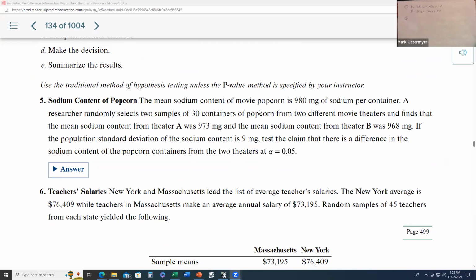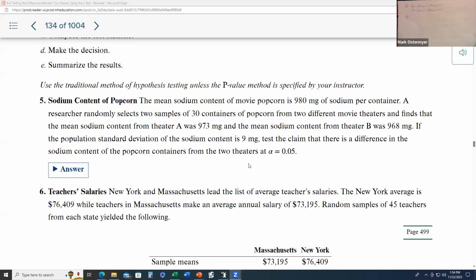The mean sodium content of movie popcorn is 980 milligrams of sodium per container. A researcher randomly selects 2 samples of 30 containers of popcorn from 2 different movie theaters and finds that the mean sodium content from theater A was 973 milligrams versus the mean sodium content from theater B was 968 milligrams. If the population standard deviation of sodium content is 9 milligrams, we're assuming the population standard deviations for both theaters is 9 milligrams. Test the claim that there is a difference in the sodium content of the popcorn containers from the 2 theaters and test at 5%.